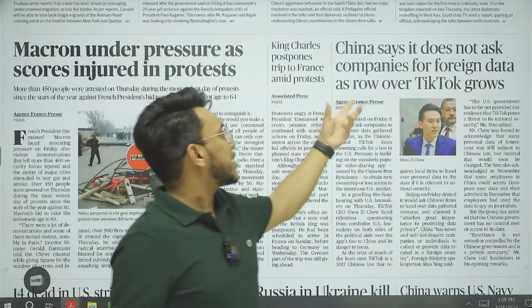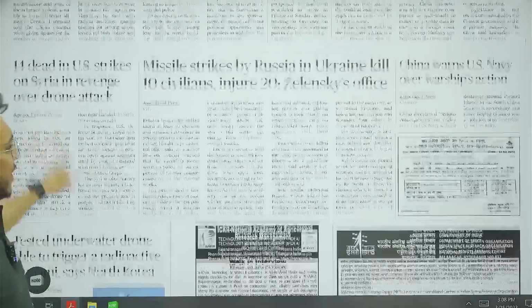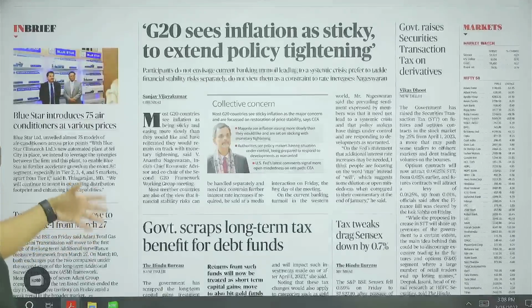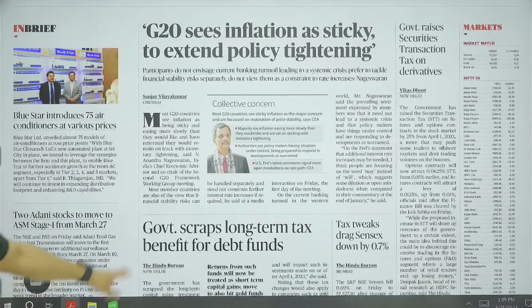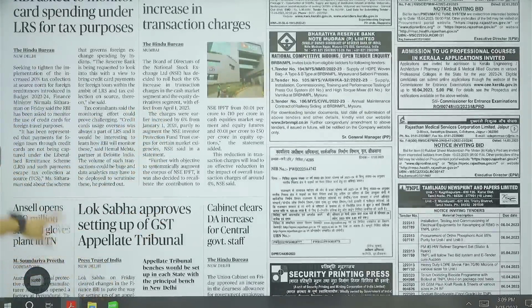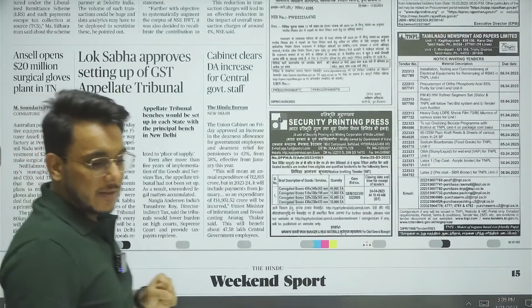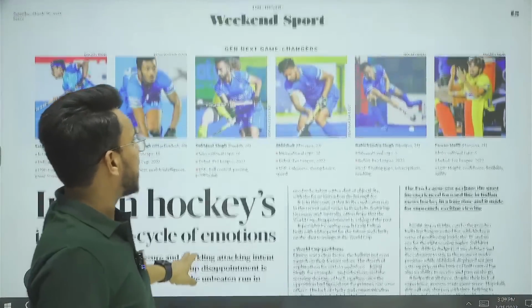Fine, China says it does not ask companies for foreign data over the TikTok. Fine, then again Russia-Ukraine war going on. G20 sees inflation as sticky, to extend policy tightening. Okay, and then guys, we have largely these political trends, etc. Lok Sabha approves setting up of GST appellate tribunal. Now we'll see this particular article with respect to examination, and then we have this sports page.